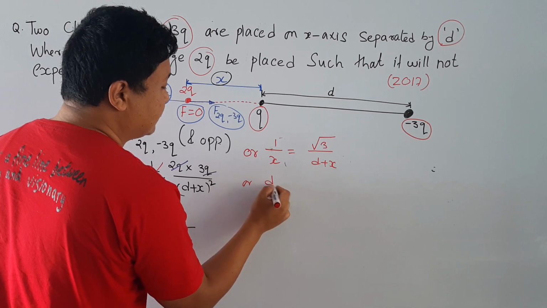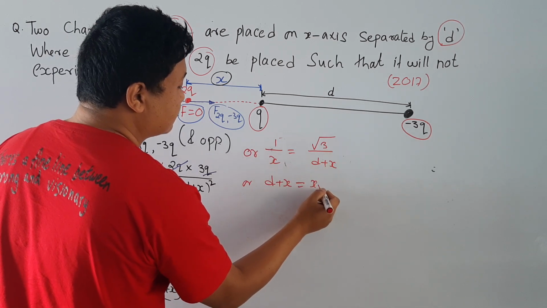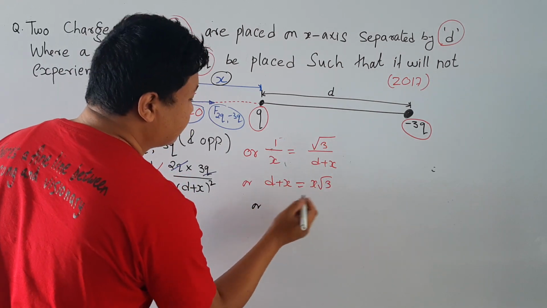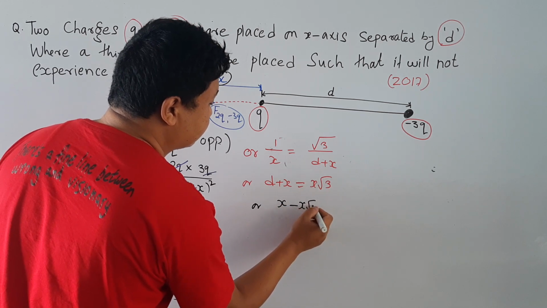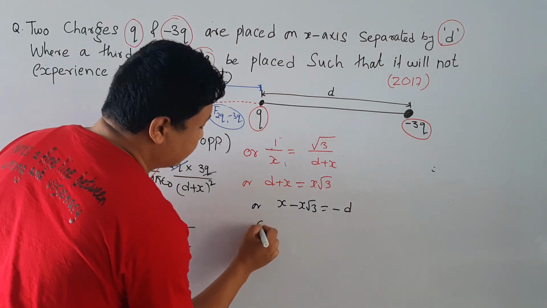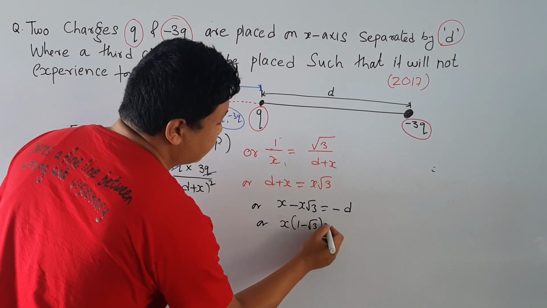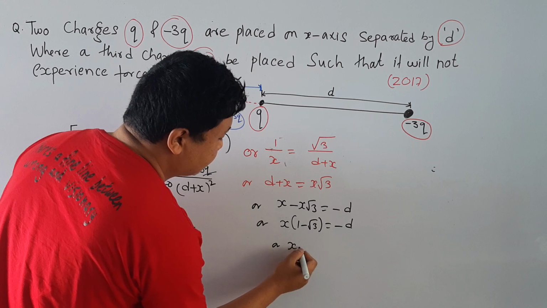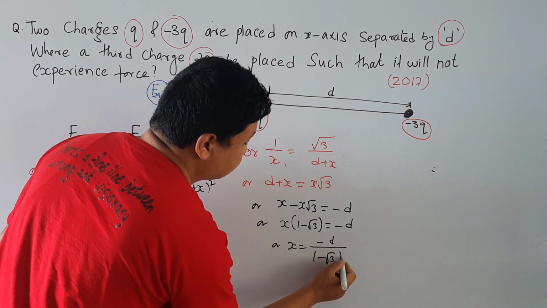I will get d plus x into 1 is equal to x root 3, by cross multiplication. Then this x, you bring this here: minus x root 3 equal to minus d. Take x common, this will be 1 minus root 3 equal to minus d, and we need x, so x is equal to minus d divided by 1 minus root 3.